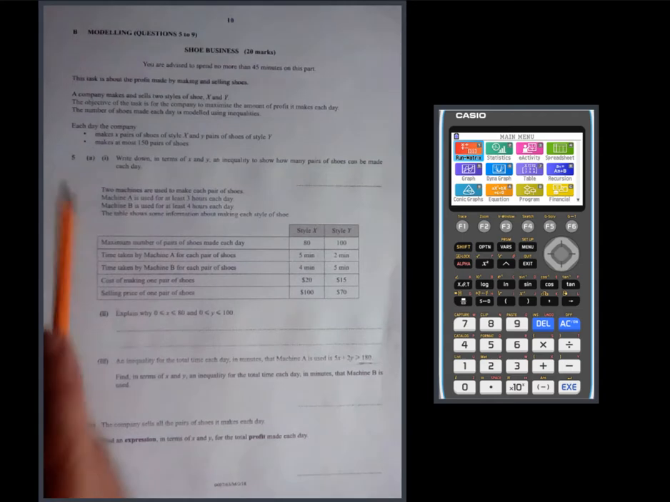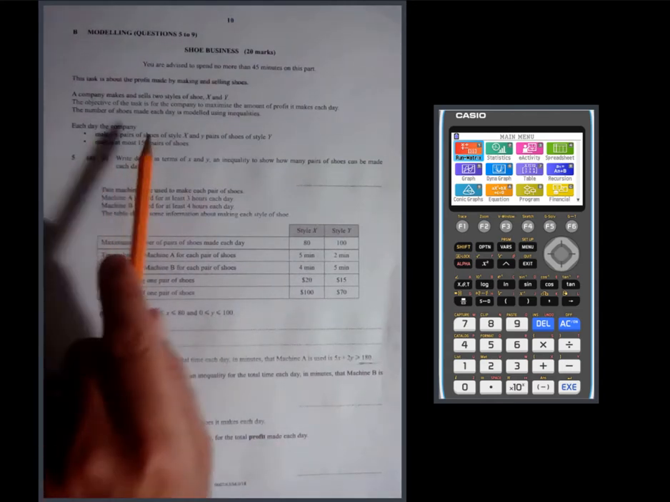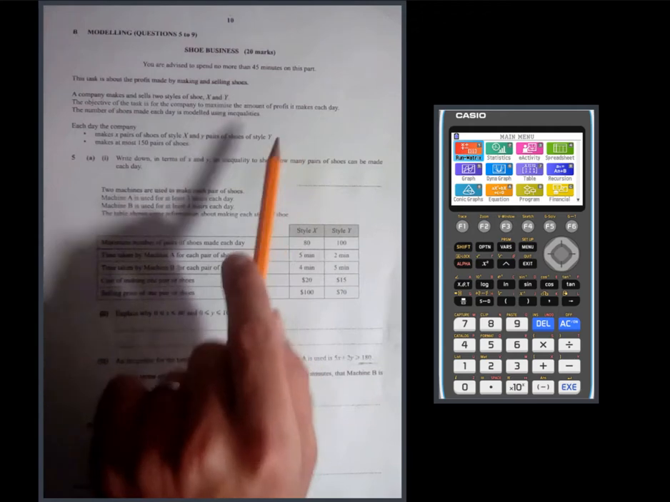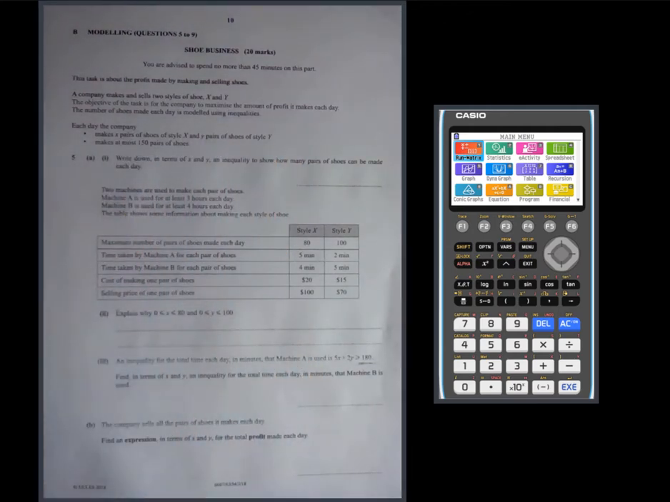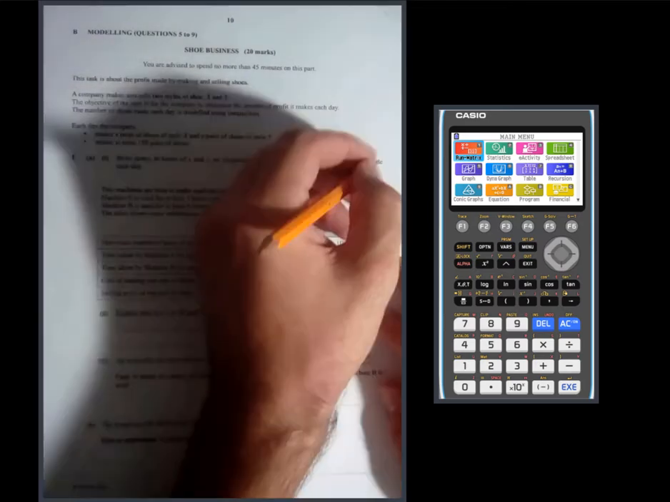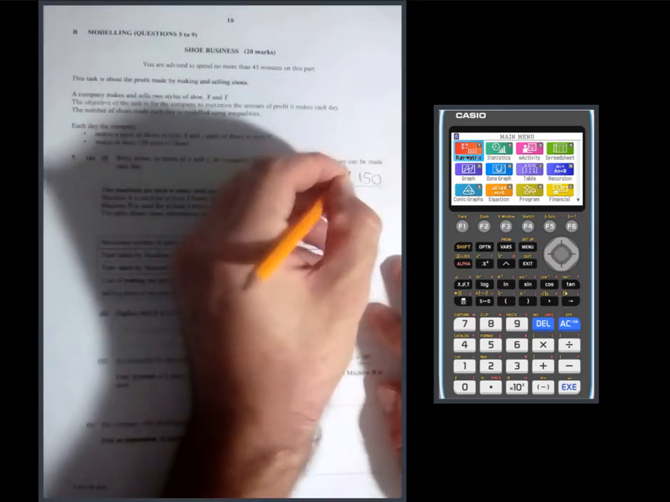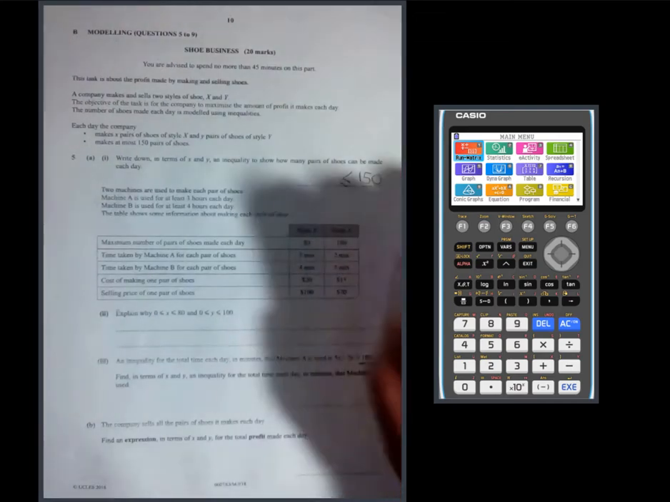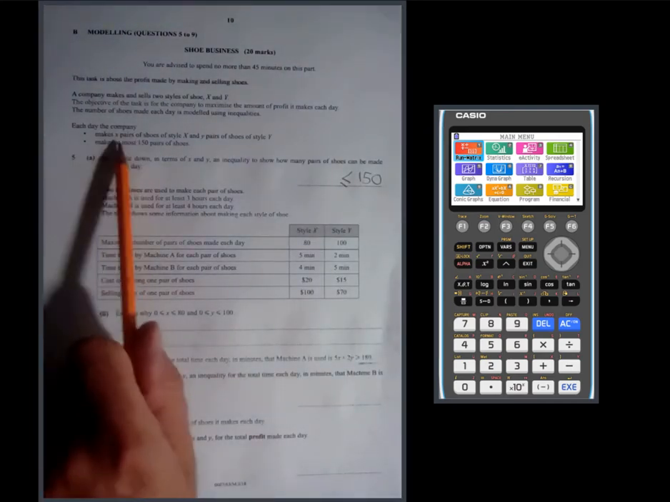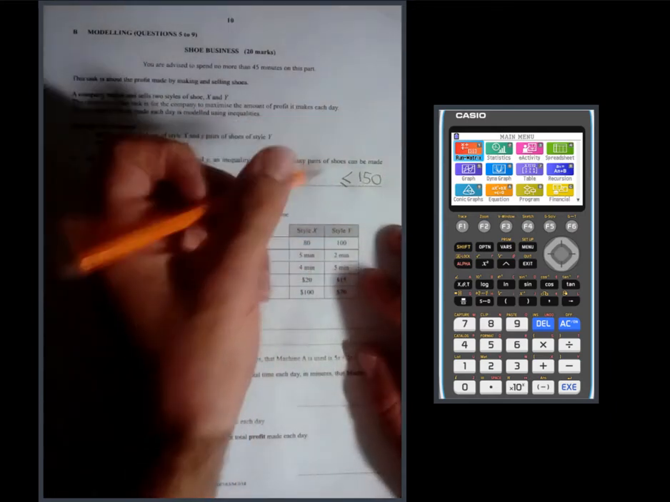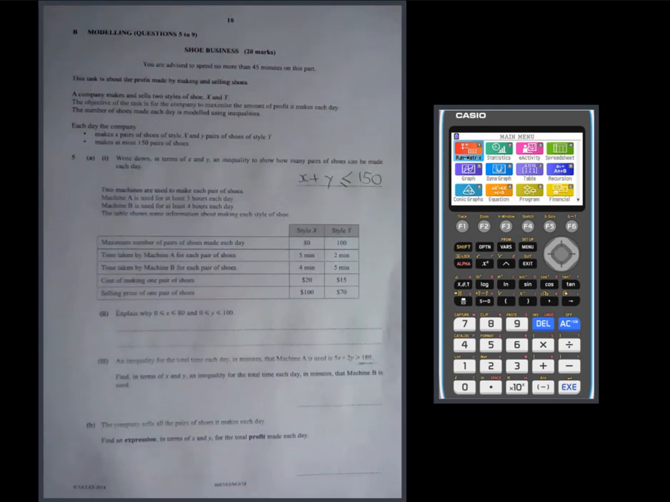So we have been told each day the company makes X pairs of style X, Y pairs of style Y, and makes at most 150 pairs of shoes. So the combined total of this X and Y can be at most 150 pairs. So it's an inequality. At most 150 pairs means 150 or less. So the total amount of shoes is 150 or less, and the total in terms of X and Y is going to be X plus Y. So X plus Y is less than or equal to 150. Now that's enough for the marks.